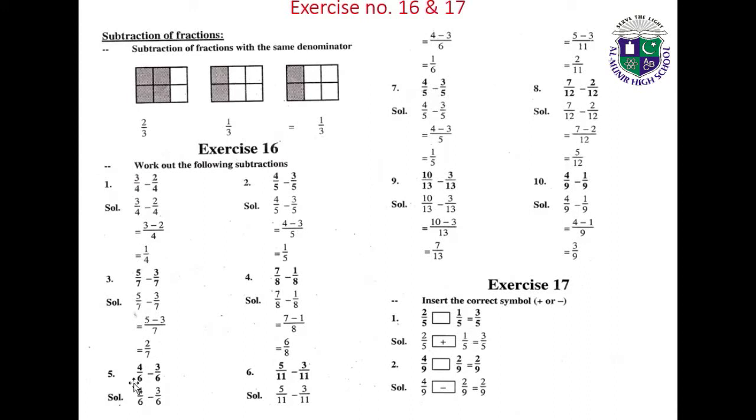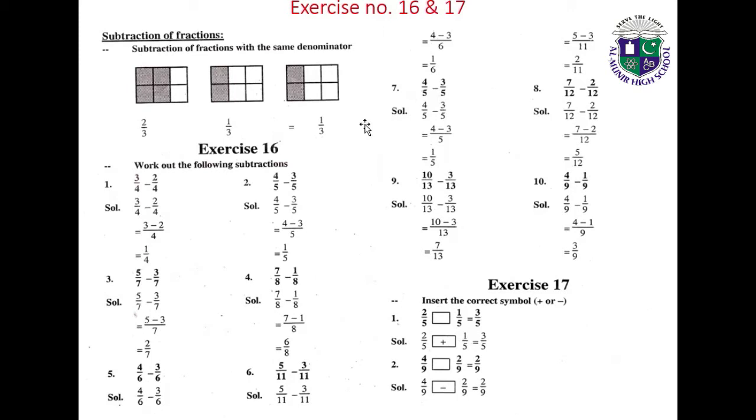Next question, question number 5. 4 over 6 minus 3 over 6. The 6 is the same, the common value is 6. 4 minus 3 equals 1. 1 over 6 is your answer. Next question, question number 6. 5 over 11 minus 3 over 11. The 11 is common. 5 minus 3, 2 over 11 is your answer.